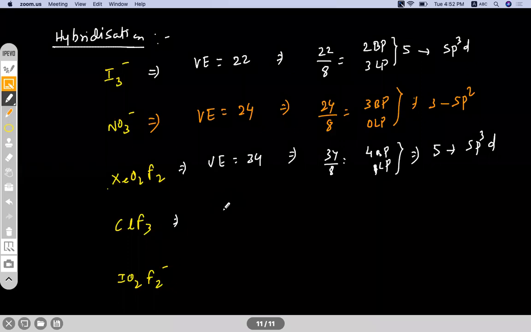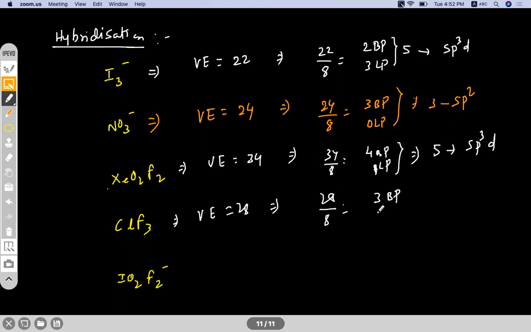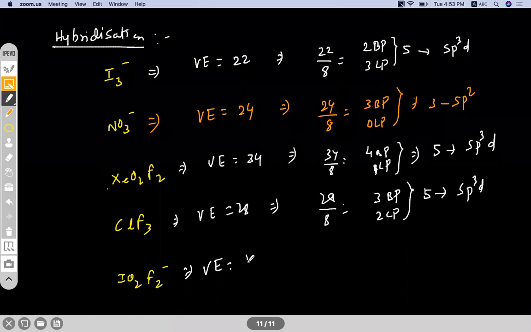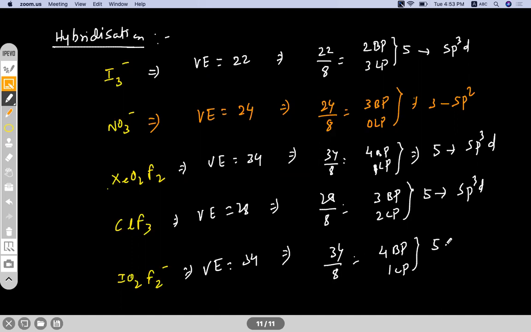This one is valence electron is 28. 28 divided by 8 is 3BP and 2LP, 5, sp3d. For this one, 34 divided by 8 is 4BP and 1LP, 5, sp3d. Any doubt in this?